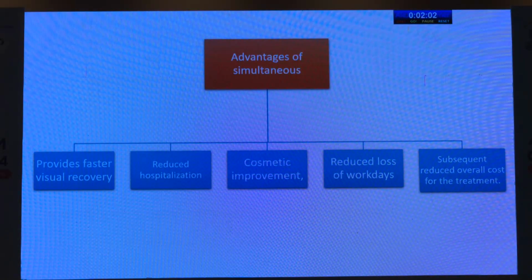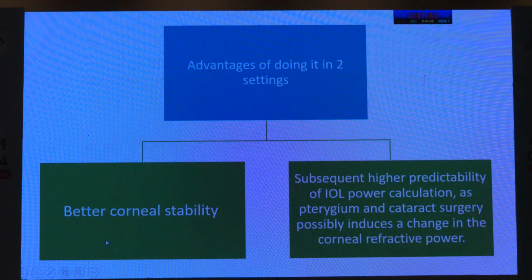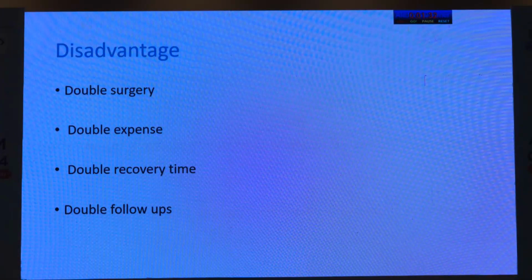So, what are the advantages of simultaneous surgery? It provides faster visual recovery, reduced hospitalization, cosmetic improvement, reduced loss of work days, and subsequently reduced overall cost for the treatment. But the disadvantages are increased surgical time, increased post-op discomfort and pain, delayed epithelial healing, visual results may be suboptimal due to scar, and refractive surprises may be seen. And the advantage of sequential surgery is that it gives better corneal stability and subsequently higher predictability of IOL power calculation. Disadvantage: double surgery, double expense, double recovery time, and double follow-ups.